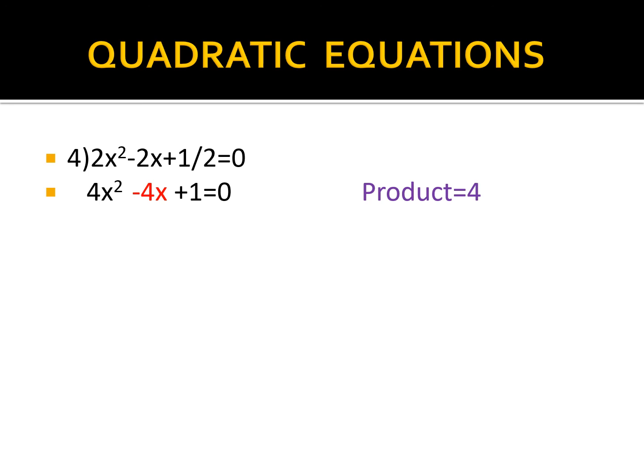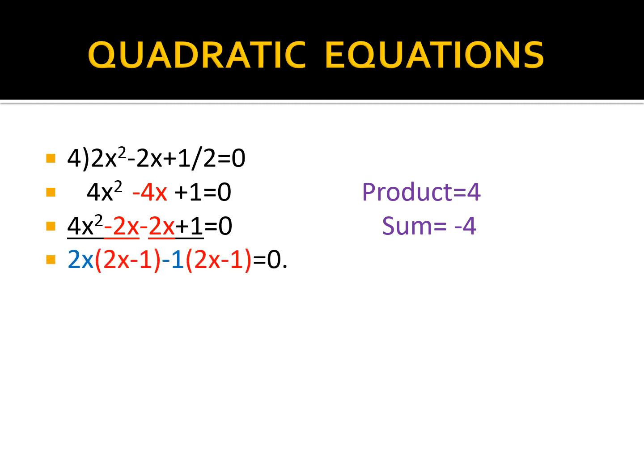Therefore, we want the factors such that the product of the terms is 4 and the sum of the terms is minus 4. We know minus 2 into minus 2 gives us plus 4. And when we add minus 2 and minus 2, we get minus 4. So we take them in two different brackets.